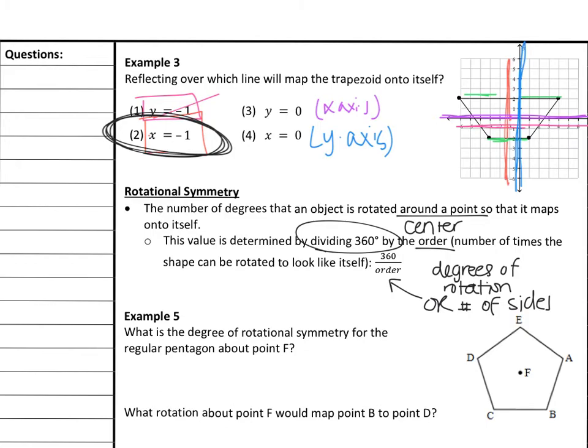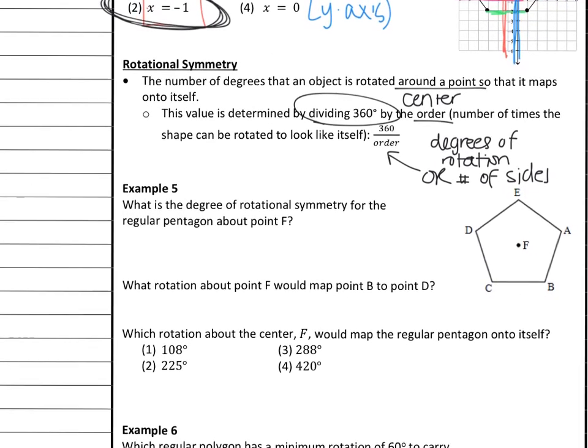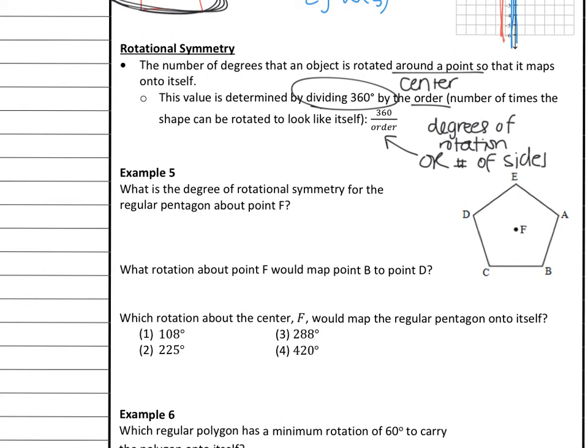And we'll see this play into an example in just a minute. What is the degree of rotational symmetry for the regular pentagon about point F? So if you think about it, this pentagon has 5 sides.